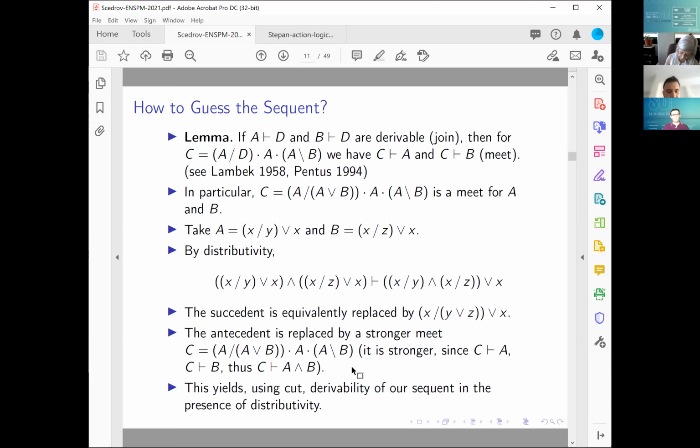And this yields, using cut, derivability of our sequent in the presence of distributivity. Okay, and so this is how we constructed this sequent, by using the diamond property, and the construction of the simulated meet by using the diamond property. Okay, so that's the positive part of the theorem.